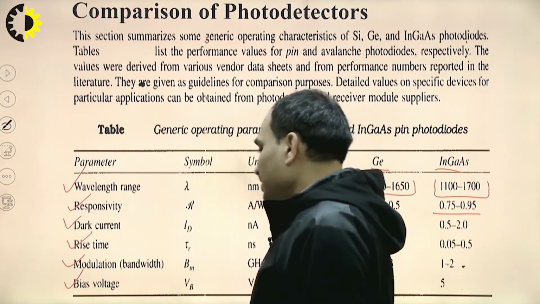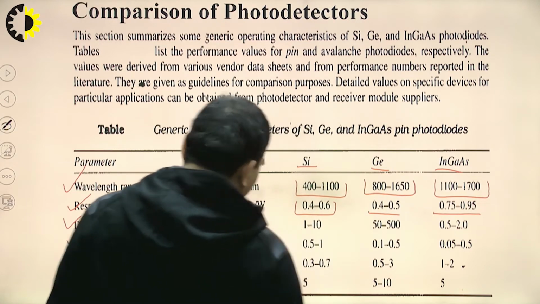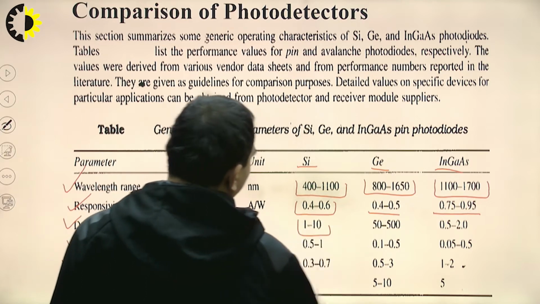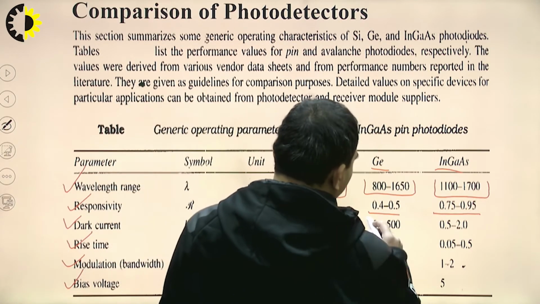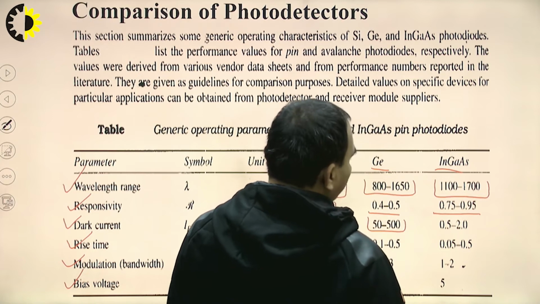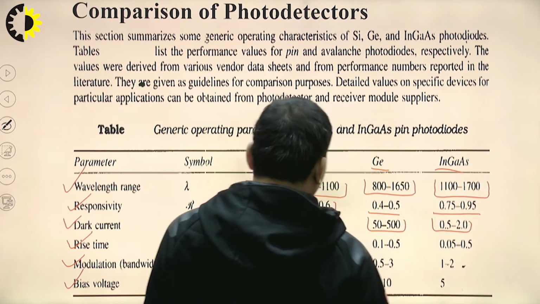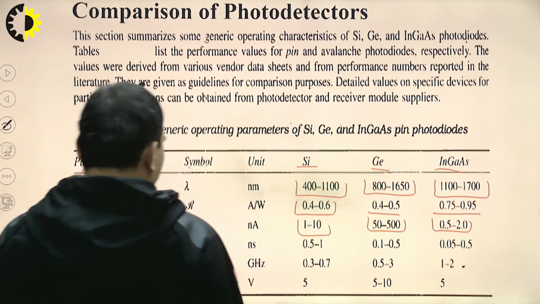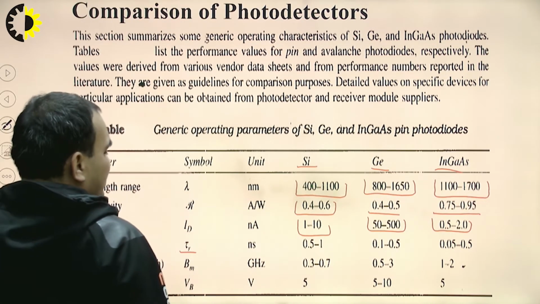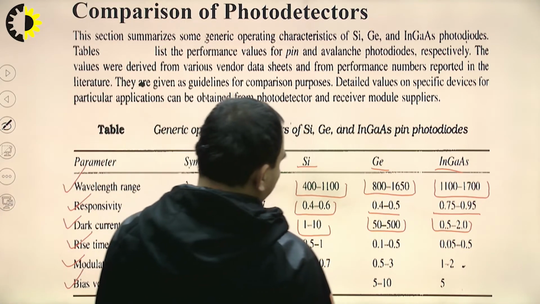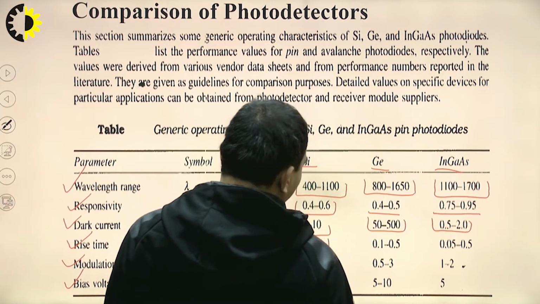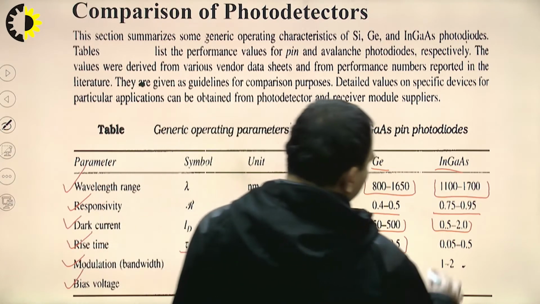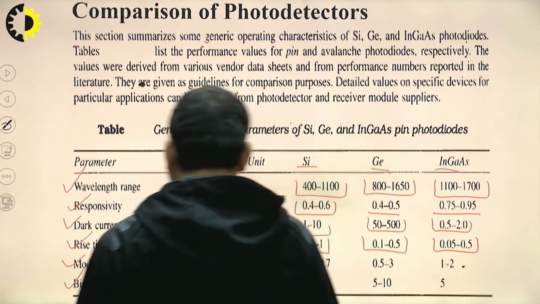So the dark current, that is given by ID, the unit is in nanoamperes, and for silicon it is from 1 to 10 nanoamperes. For germanium it is 50 to 500 nanoamperes. For indium gallium arsenide it is ranging from 0.5 to 2 nanoamperes. So rise time is given by tau r, and the unit is in nanoseconds, and for silicon it is from 0.5 to 1, for germanium it is 0.1 to 0.5, and for indium gallium arsenide it is from 0.05 to 0.5.